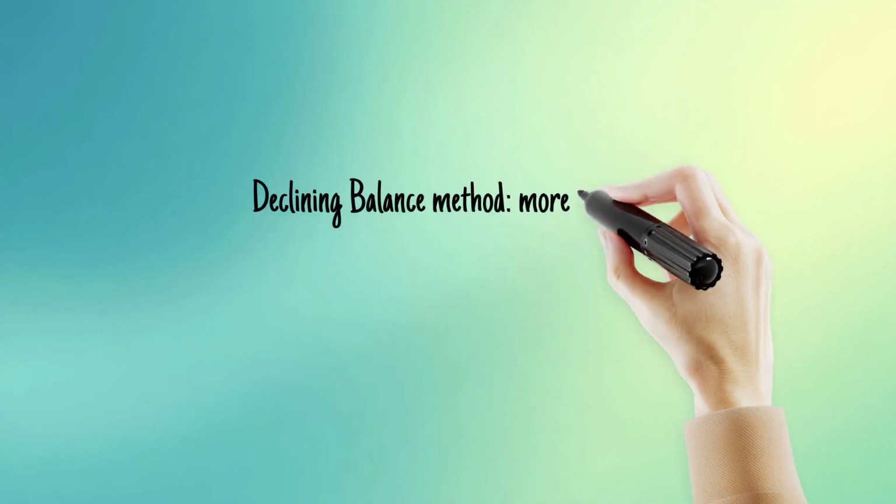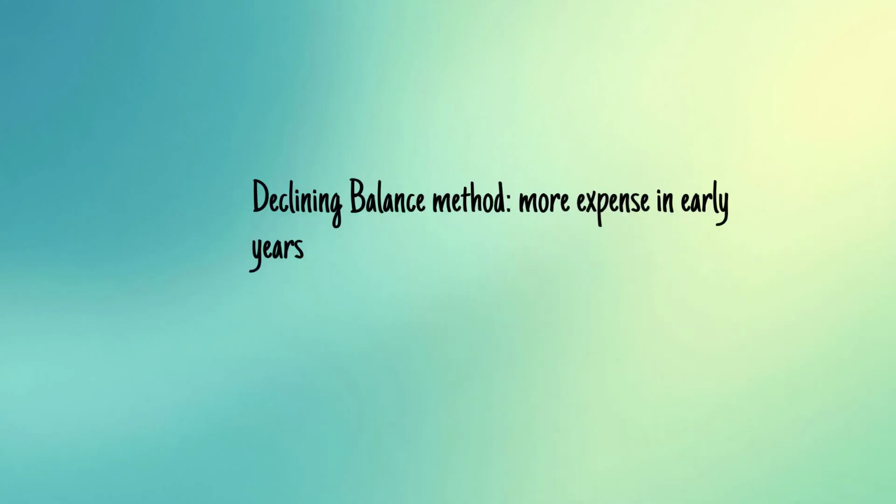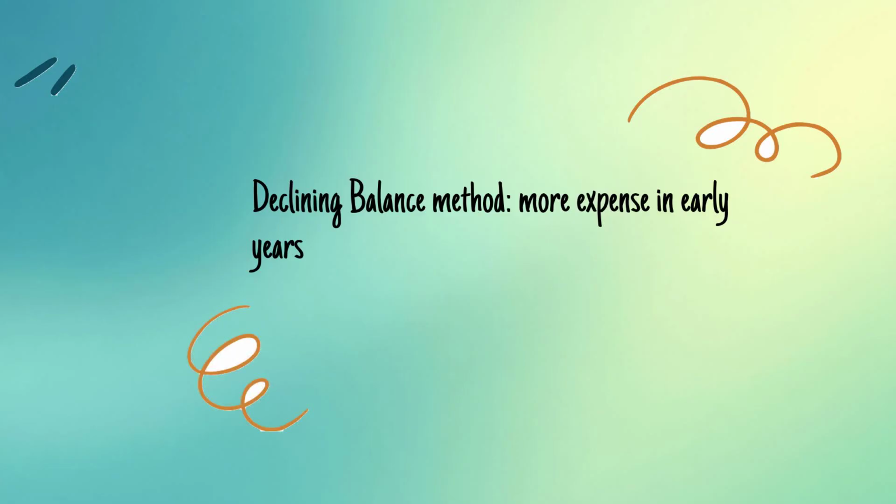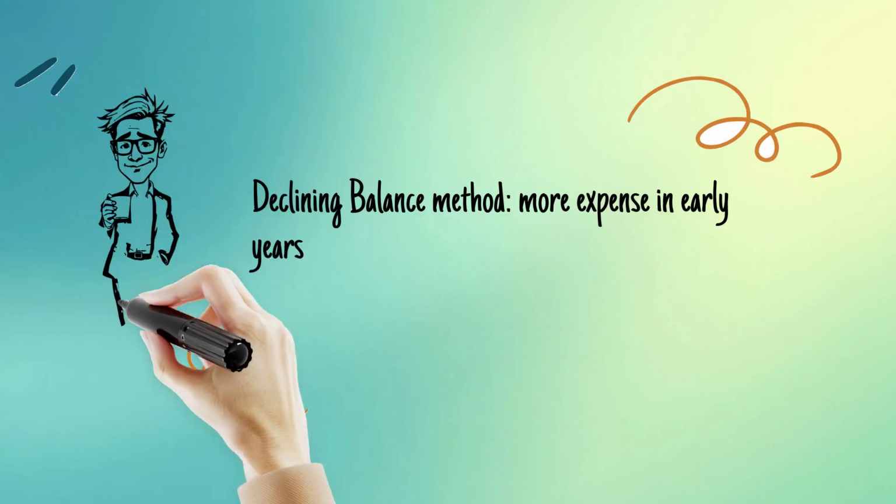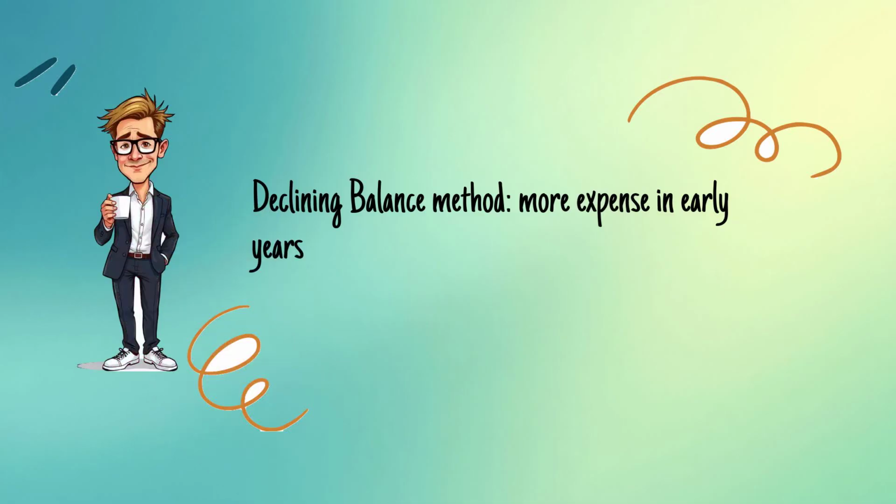Next, we have the declining balance method. This method accelerates depreciation, meaning more expense is recognized in the earlier years of an asset's life. To calculate this, multiply the asset's book value at the beginning of the year by a fixed rate.